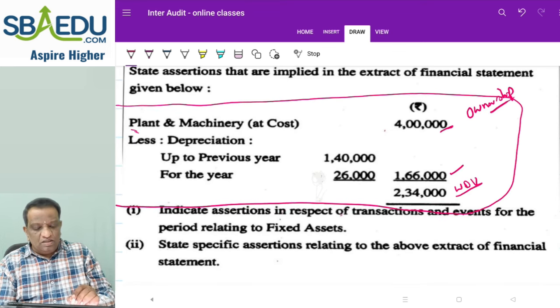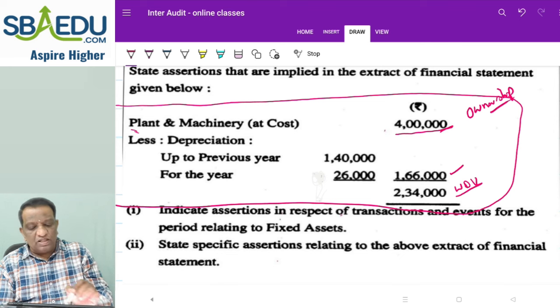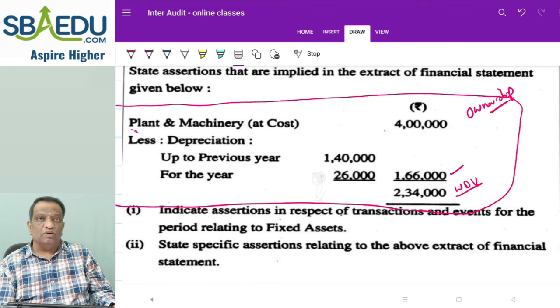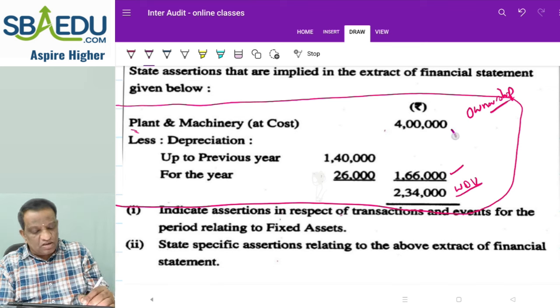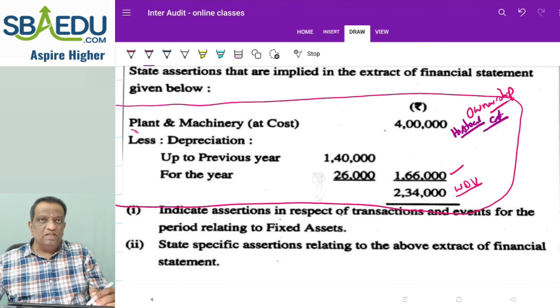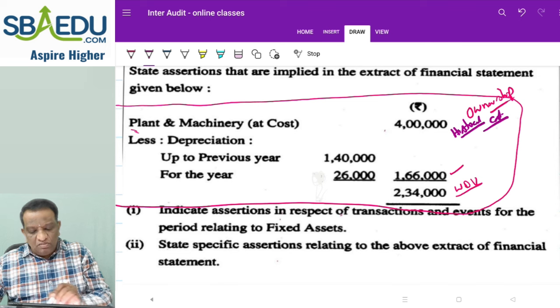But then when they're showing this value as 4 lakhs, the management is trying to tell us that the cost of this plant and machinery is 4 lakh rupees. And we know that we always record it at historical cost. So the other thing the management is trying to say is that the historical cost of this plant and machinery is 4 lakh rupees. Now, did they buy it in the current year? You know that it is not. How can we say it is not bought in the current year? Because there is a depreciation in the previous year.